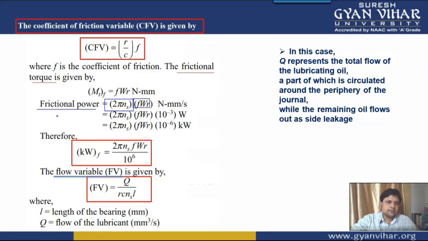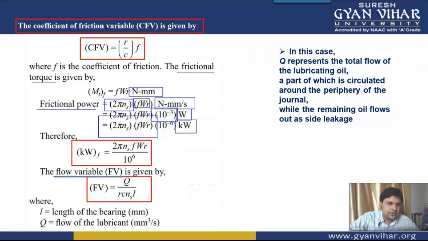This frictional power is in the unit of Newton mm per second. In order to convert it into Newton meter per second, that is, to get the unit of watt, we have divided by 10 to the power 3. Finally, in kilowatts, it will be written as 2 pi Ns into f W R upon 10 to the power 6.